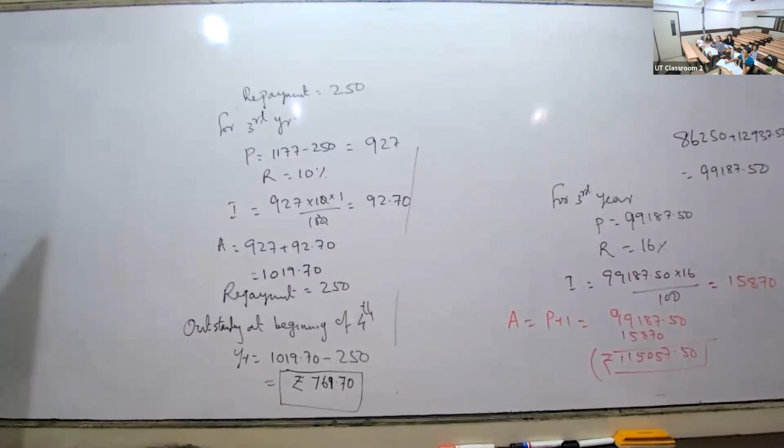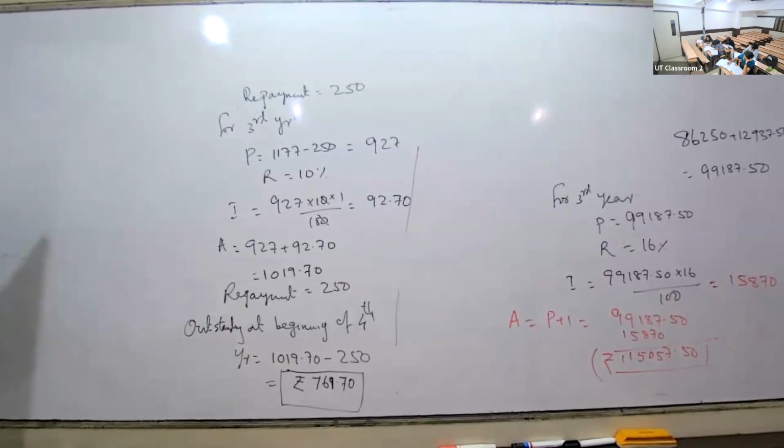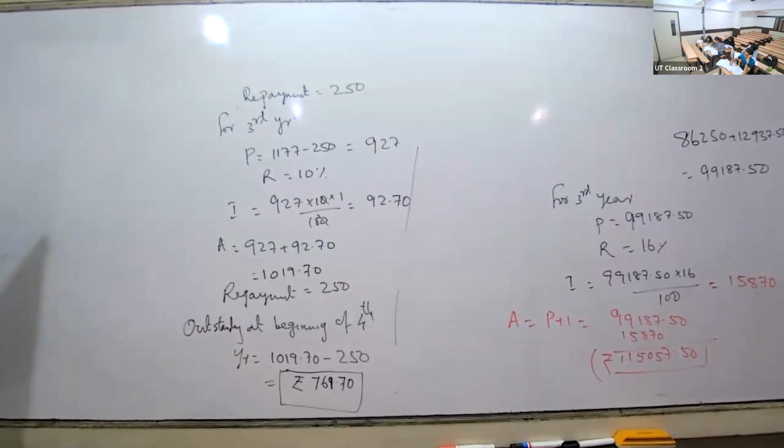Written 18,000 into 10 into 1 upon 100 into 2. So cancel 18, 9 will come, 900. Got it, all of you? Okay. The amount is equal to P plus I, 18,000 plus 900, which is 18,900.